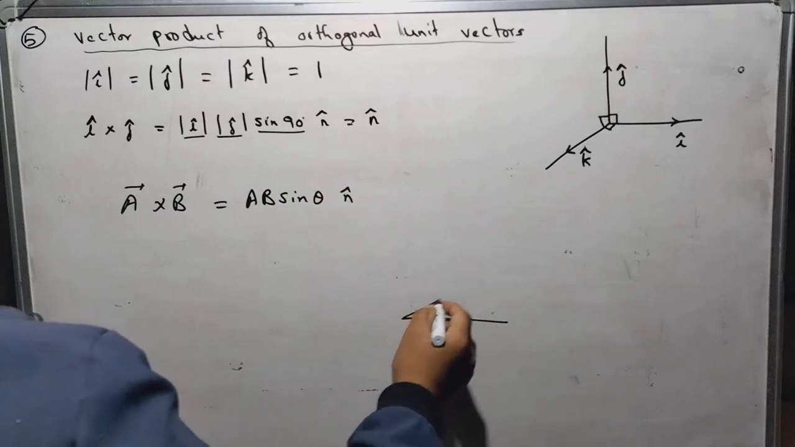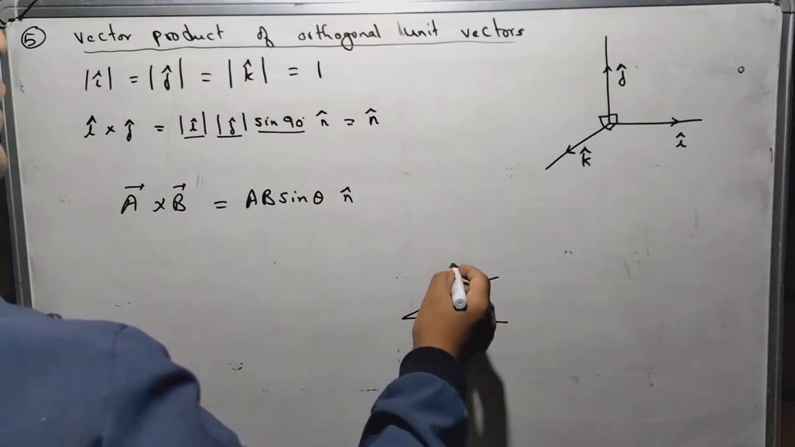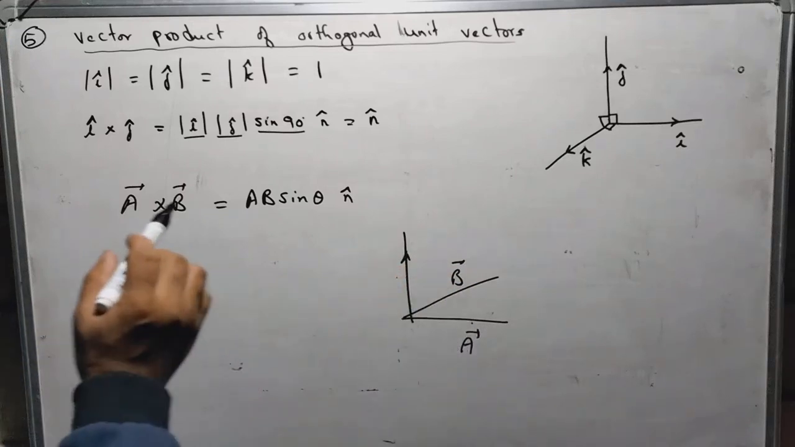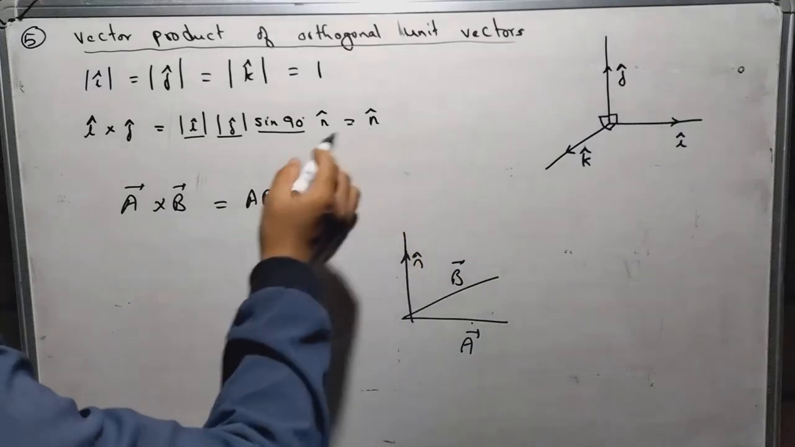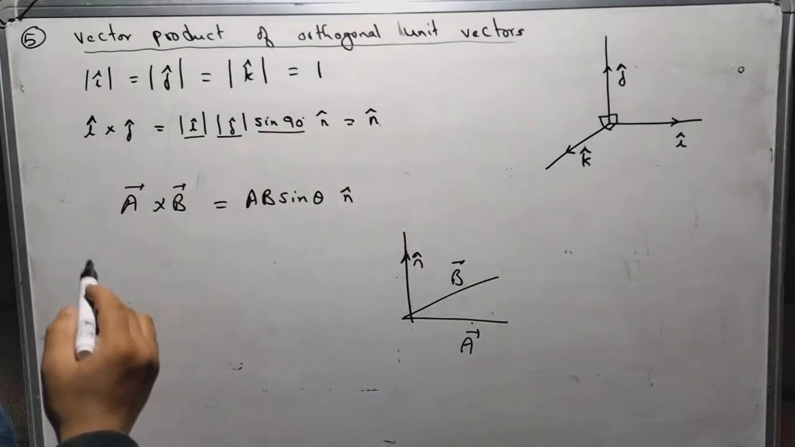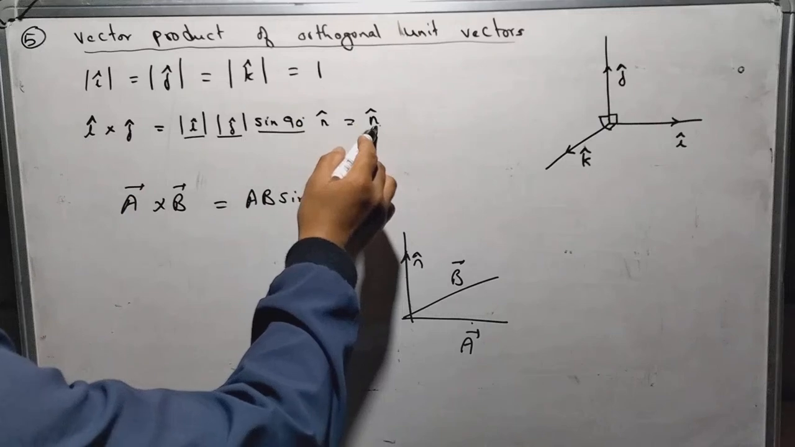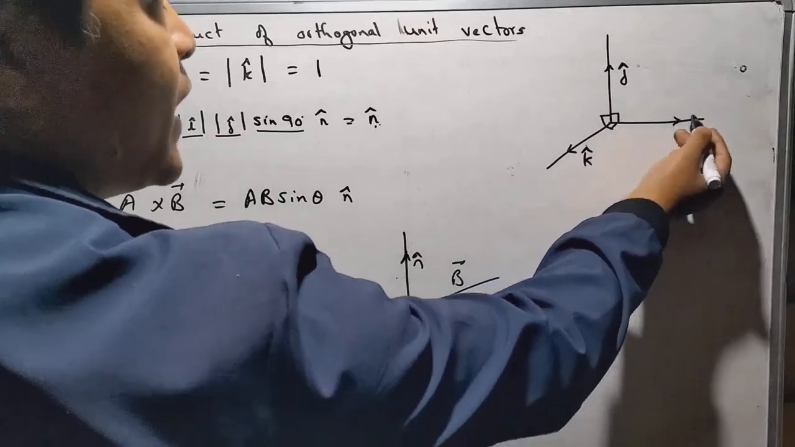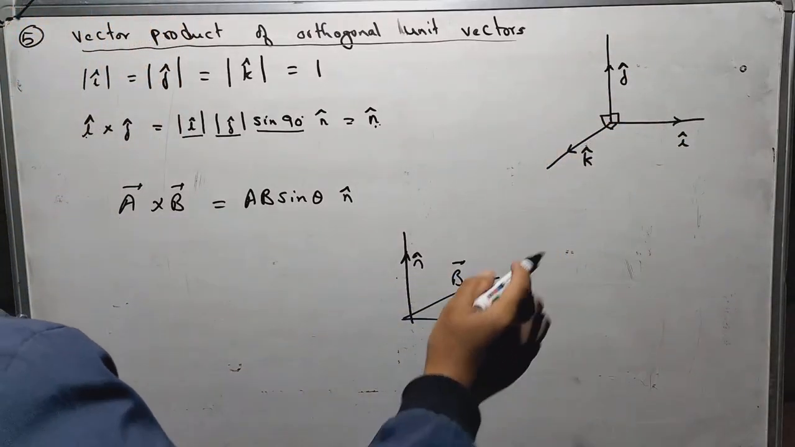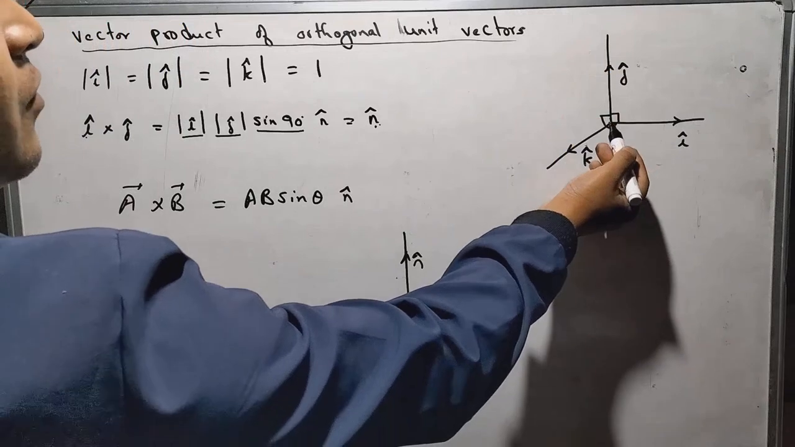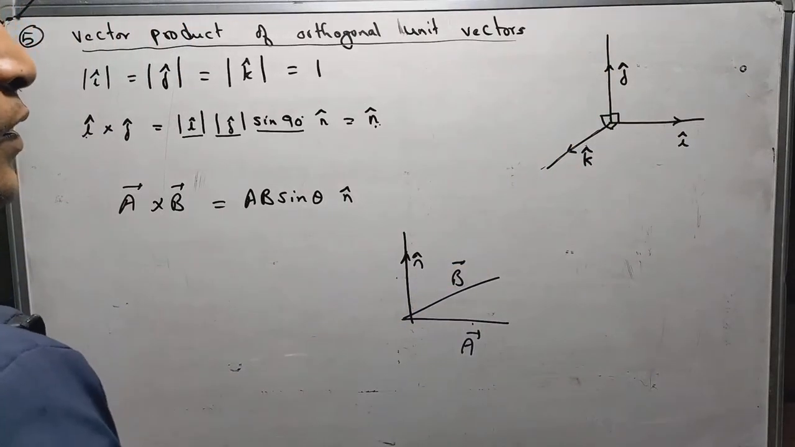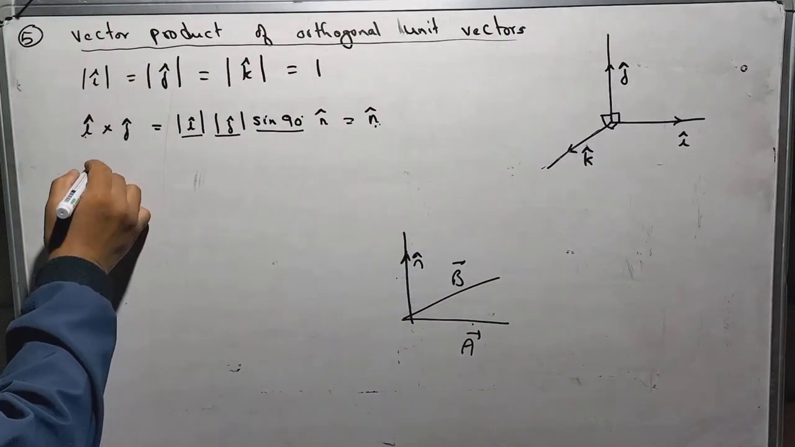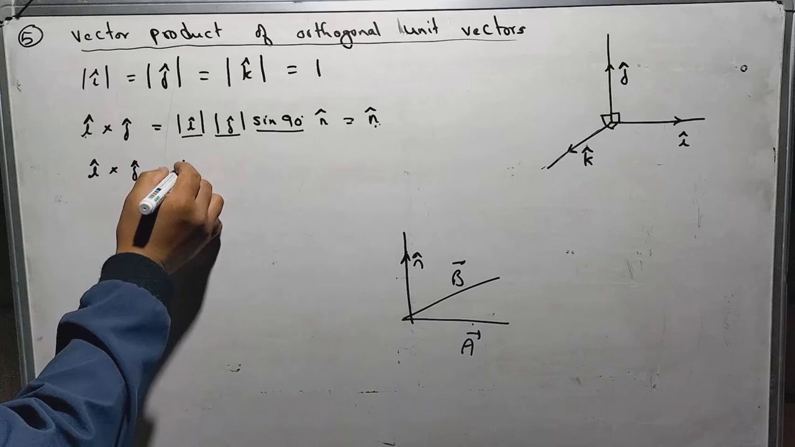Now this n cap, if you remember, is the unit vector perpendicular to both A and B. So for i cross j, this n cap should be a unit vector perpendicular to both i and j. So if this is i, this is j, then what will be the unit vector perpendicular to i and j? Obviously, it will be vector k. So therefore, I can say here that i cross j is equal to k cap.